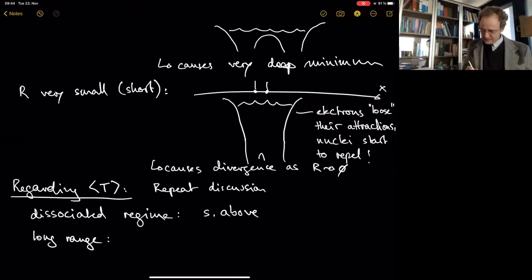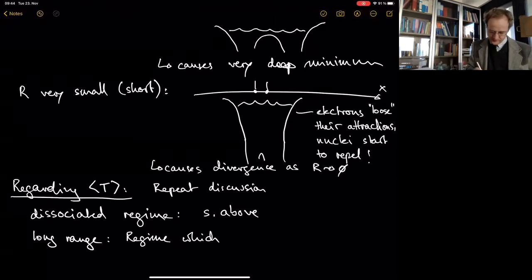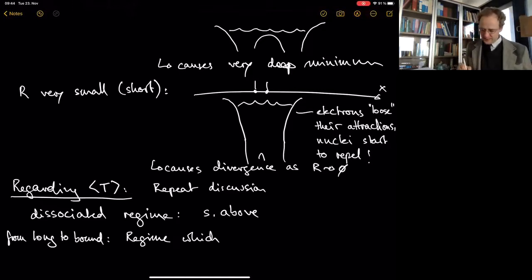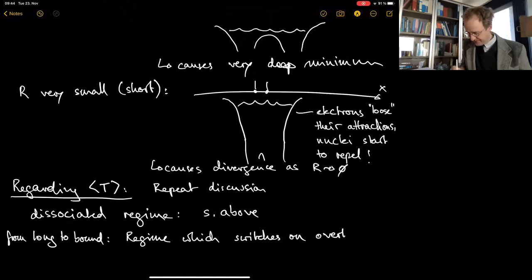This is the regime which, as you transition to bound, right? Let's say in between long and bound range, or we go from long to bound, right? A regime in which the overlap smoothly gets turned on, which switches on overlap. Okay.